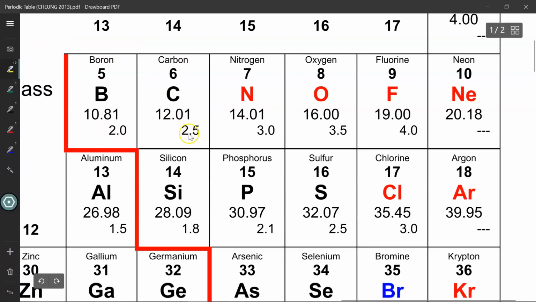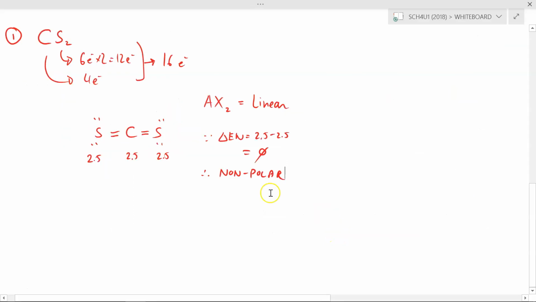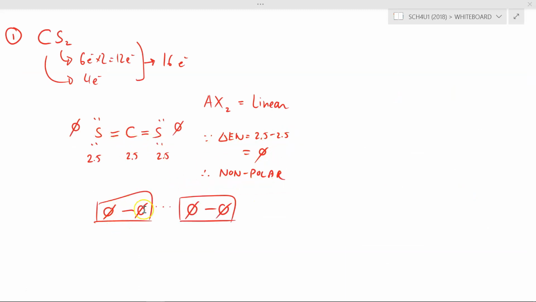Carbon has an EN value of 2.5 and so does sulfur. And when we calculate delta EN, we find that 2.5 minus 2.5 is 0, so overall this molecule is going to be nonpolar. Without polarity, the molecule is not really attracted to another molecule, and so we just have to rely on temporary dipoles forming, through the random motion of electrons. So the primary intermolecular force is going to be London dispersion forces, which is one of the weakest ones.